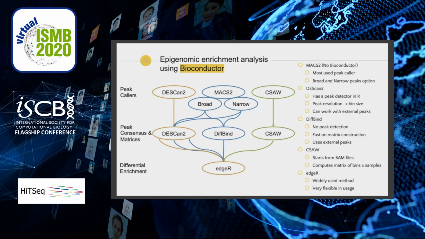But Scan2 has the possibility to work also with external peaks from external peak callers. So we choose Max2. The differences for the differential enrichment between the conditions are computed using EdgeR, but you can use other methodologies that you prefer.